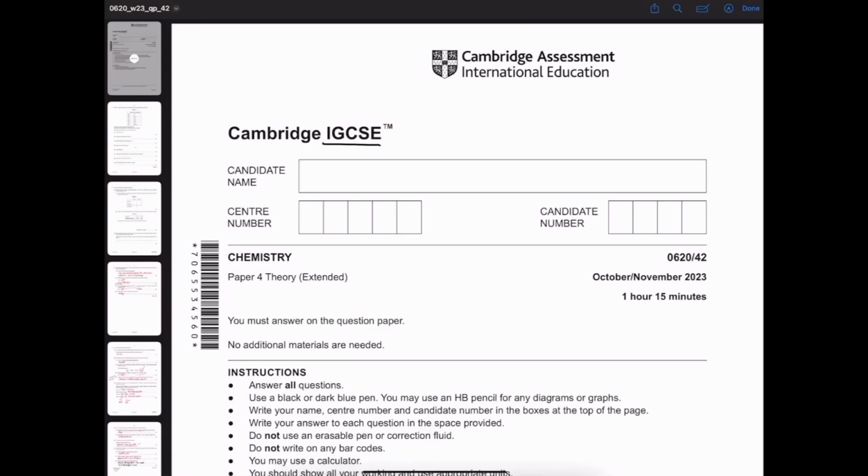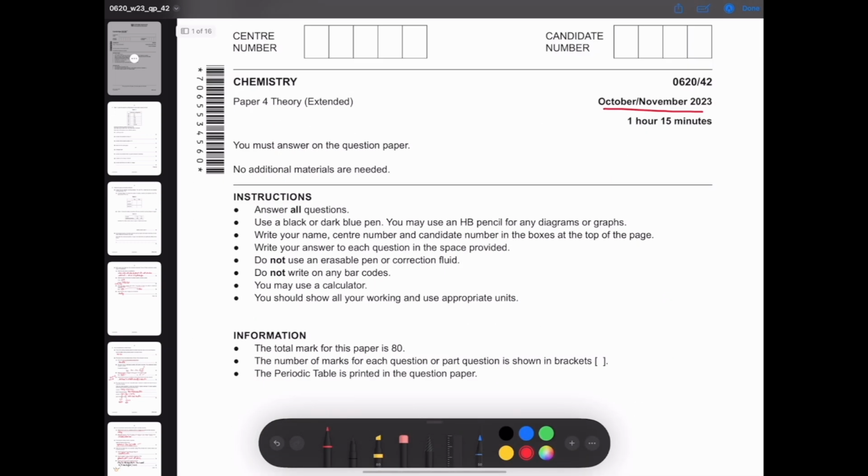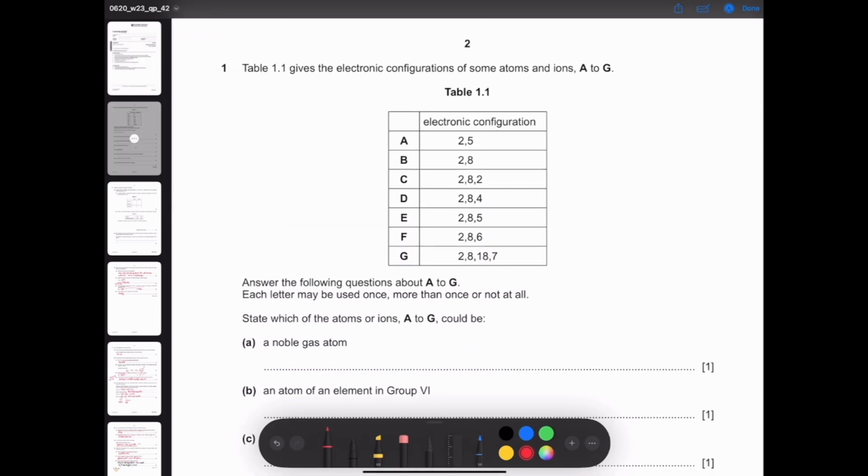The paper we are solving today is IGCSE Chemistry paper 4, the October-November series 2023. Alright, now let's start with the first question. In this question, they have given you data of electronic configuration of different elements. They're also not telling you what those elements are. So we probably have to figure out those elements based on the configuration and the properties they tell us.